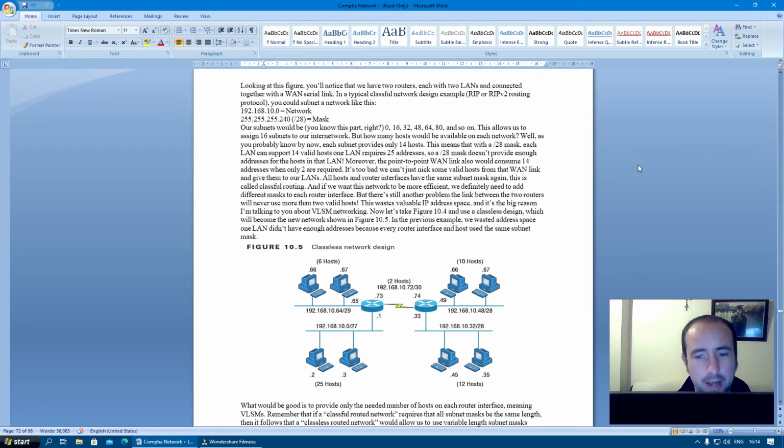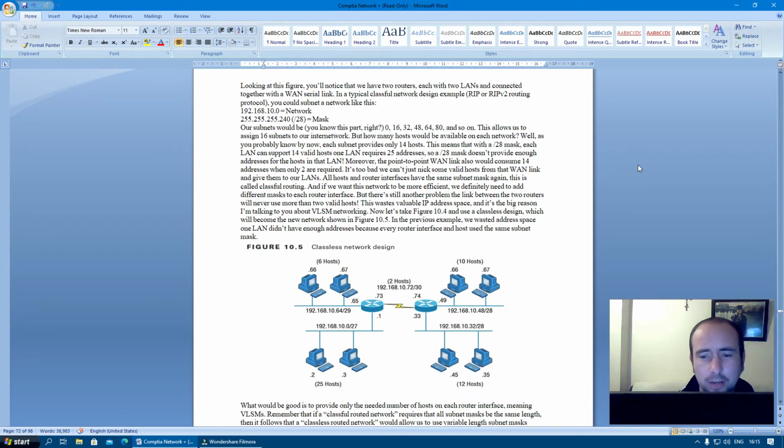It's too bad we can't just nick some valid hosts from that WAN link and give them to our LANs. All hosts and router interfaces have the same subnet mask again. That is called classful routing. And if we want this network to be more efficient, we definitely need to add different masks to each router interface. But there's still another problem. The link between routers will never use more than 2 valid hosts. This wastes valuable IP address space, and it's a big reason I'm talking to you about VLSM networking.